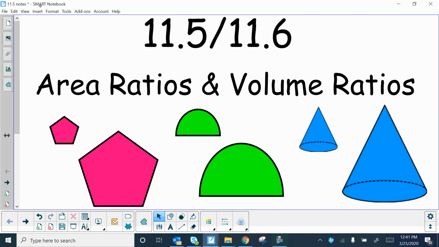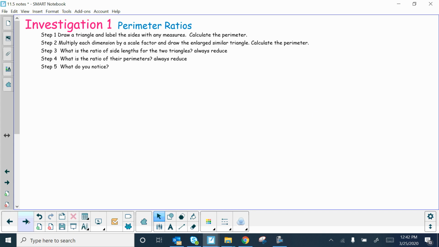All right, guys, so this is going to be 11.5/6, area ratios and volume ratios, and these are going to be for similar figures. So you can see all these little pairs of geometric figures, they're all similar figures. So let's start off with the first investigation. This is going to be related to the ratio of their perimeters, okay?